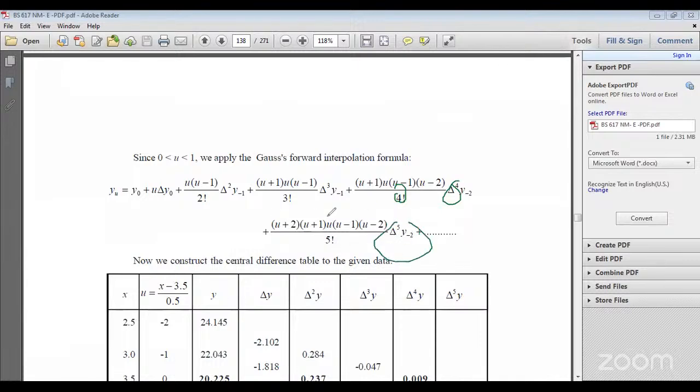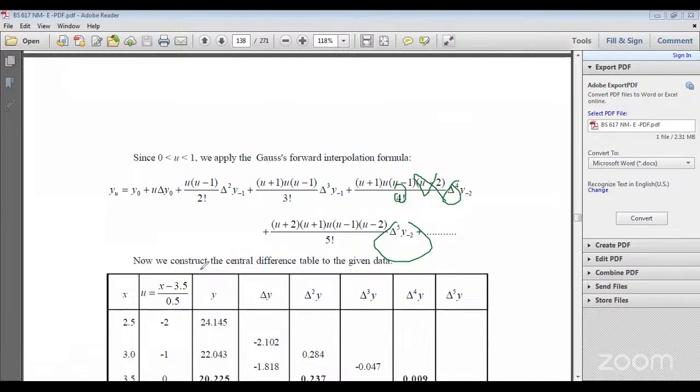So here you have u plus 2, u plus 1, u, u minus 1, u minus 2. Here only you have to take u plus 1 into u minus 1. So you have to take u plus 2 also here.